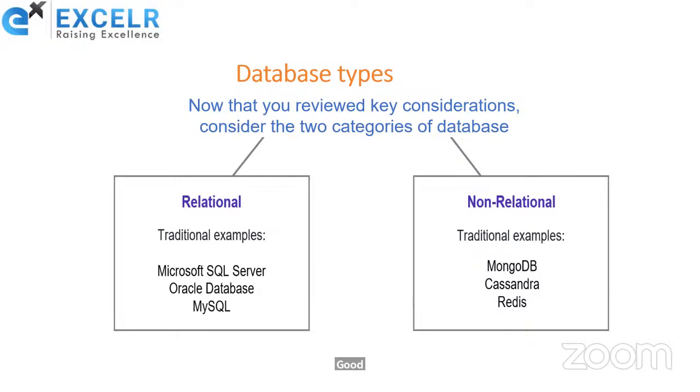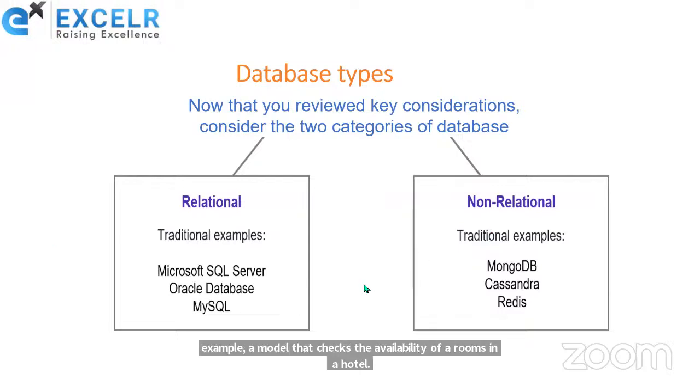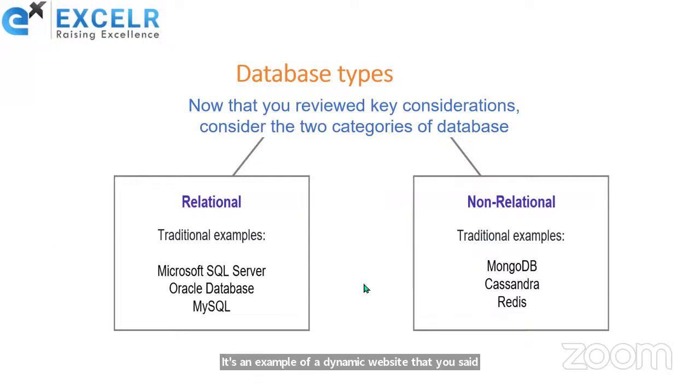There are many dynamic websites on the internet nowadays which are handled through databases. For example, a model that checks the availability of rooms in a hotel is an example of a dynamic website that uses a database. You might remember there is a famous temple called Tirupati. When you go to that website to book a room, you search for a particular date and try to book a room, right?